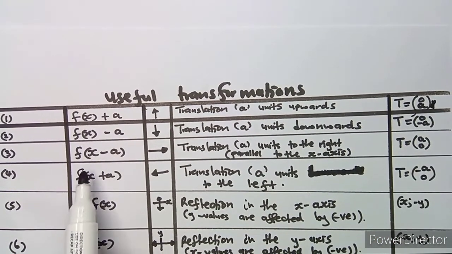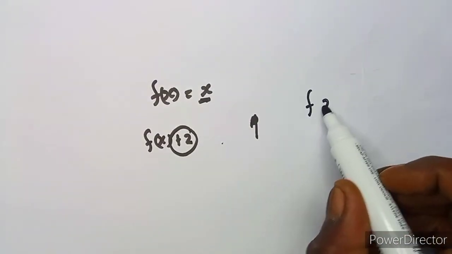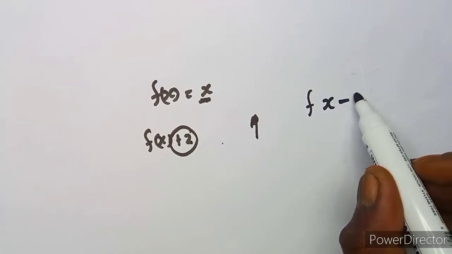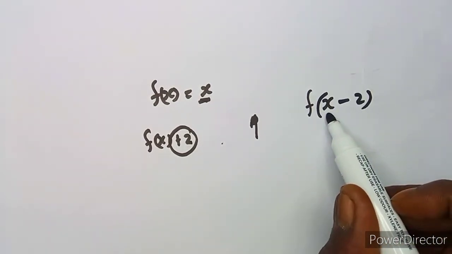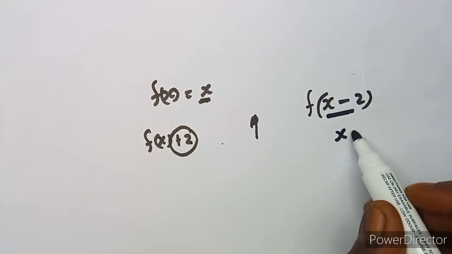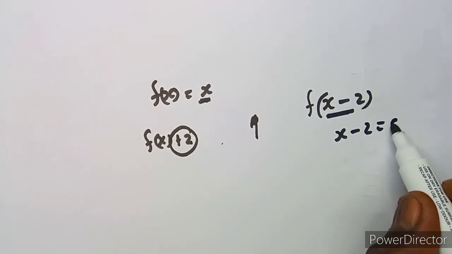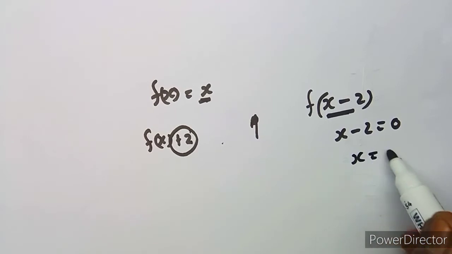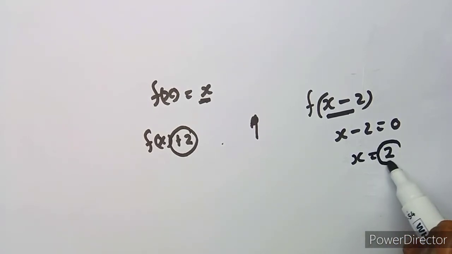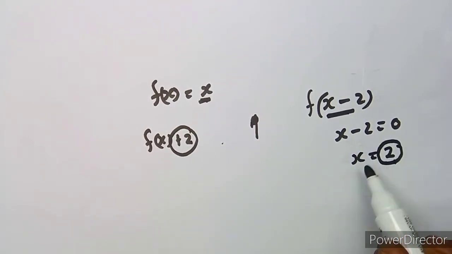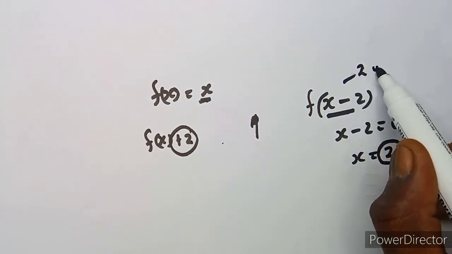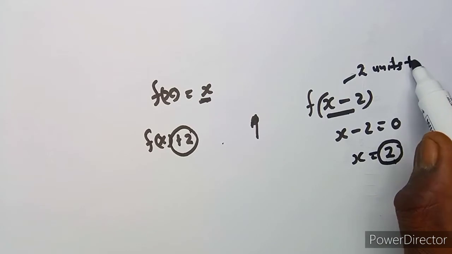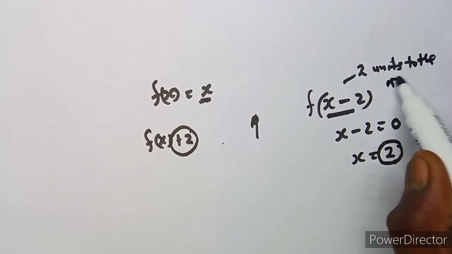But take note, when you write it as f of x minus a, like f of x minus 2, it's a translation. This time what you do is equate this to 0. X minus 2 equals 0, so x is equal to 2. That means it's positive, that is 2 units to the right. So when it is a minus like this, it means this is 2 units to the right, all right?